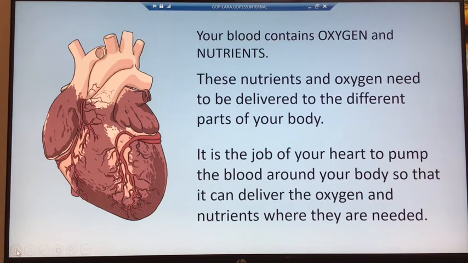I imagine this is a little bit like a waiter or a waitress in a restaurant who is carrying the trays of food and drinks to the people in the restaurant at different tables. So the waiter or waitress is carrying, in this case, the food to the people who need it. And that's what your blood is doing. It's carrying the oxygen and the nutrients to the parts of your body that need it, and your heart is pumping the blood around.